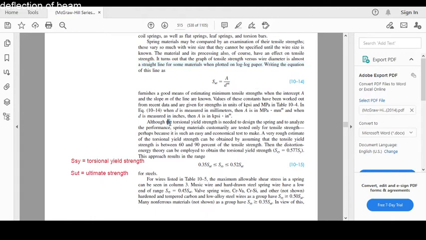Although the torsional yield strength is needed to design the spring and to analyze its performance, spring materials are customarily tested only for tensile strength, perhaps because it's an easy and economical test to make. So spring materials are tested for tensile strength. How do we test for tensile strength?